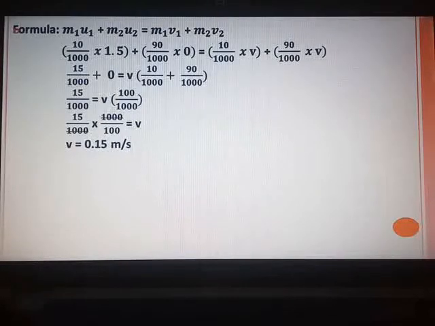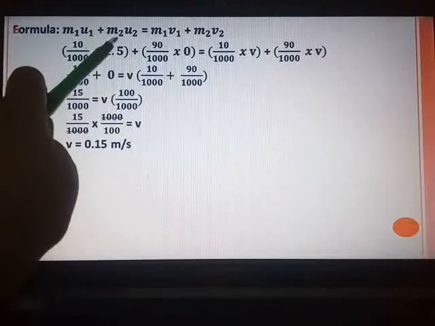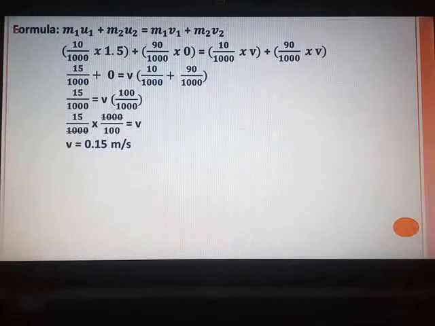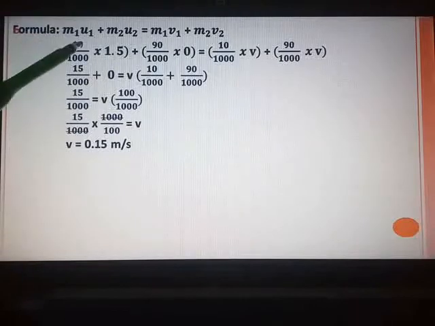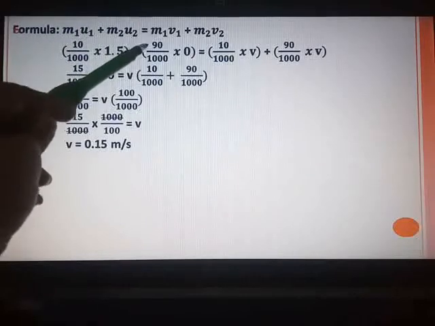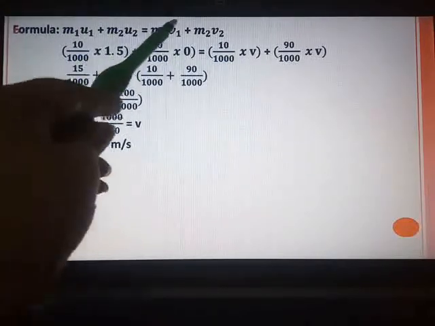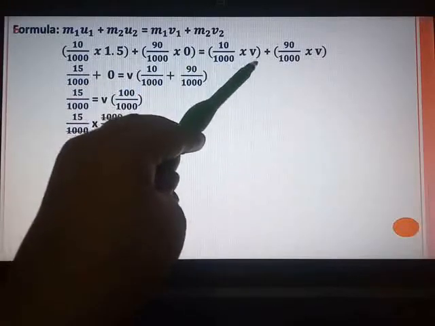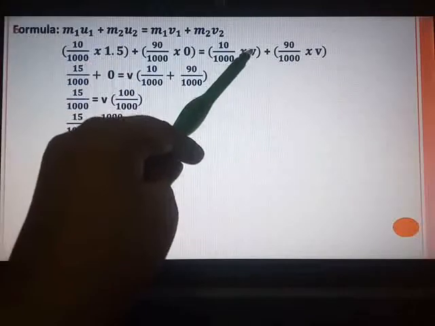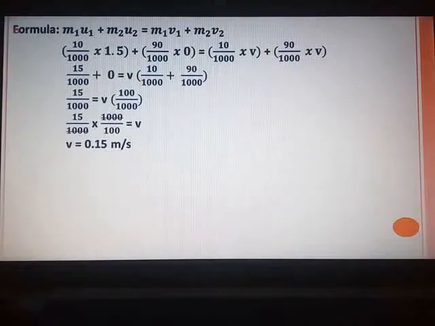You know the law of conservation of momentum. So if you want, you can add one statement. According to the law of conservation of momentum, m1 u1 plus m2 u2 is equal to m1 v1 plus m2 v2. Substitute the values as we have done in the previous solved example. m1 is 10 upon 1000 multiplied by 1.5 plus m2 is 90 upon 1000 multiplied by 0 is equal to 10 upon 1000 multiplied by v1, and v2 is same now because both are moving with the same speed. So let us take it as v in both the cases.